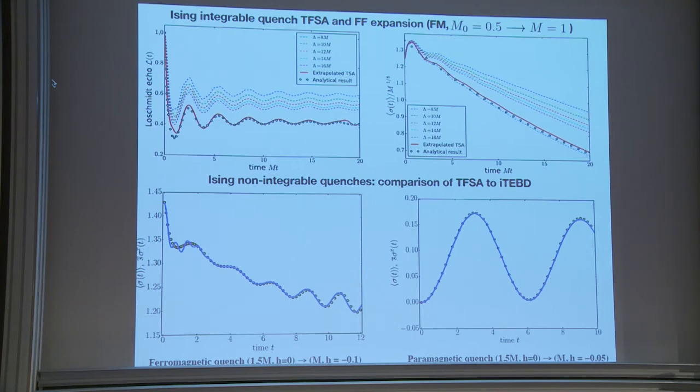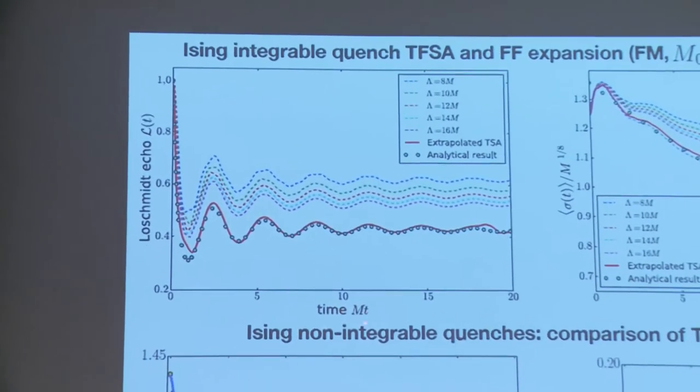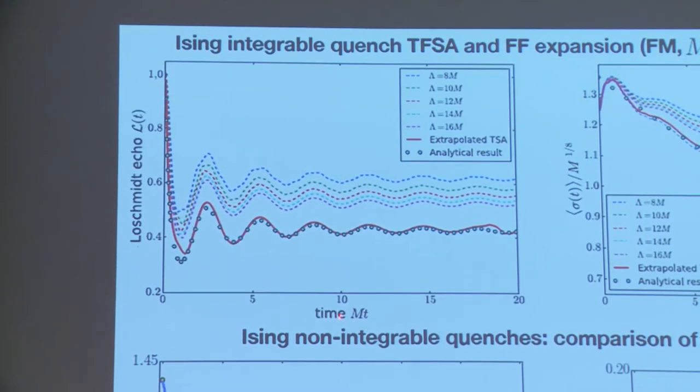So what we do is that we just take the Hilbert space of this theory, truncate it at some energy level, keep those states and do the numerics. That's the truncated space approach in its simplicity. And these are lines with different truncations. M is the mass, lambda is basically the truncation level in energy. So M is the unit of energy here. This is time in units of mass, or 1 over M.